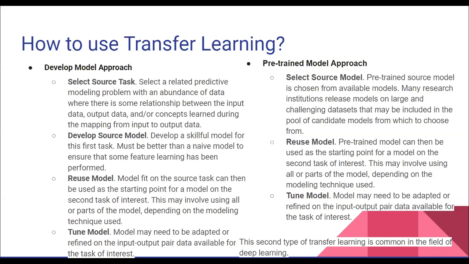So the pre-trained model approach. This approach is very common in the field of deep learning. So the first step is to select the source model. If you notice in the developed model approach, you have to select your problem, the source task. But now you don't need to develop a model as you're reusing the model and fine-tuning it. You can just select another model that was pre-trained and built by someone else, and you can choose that for applying transfer learning.